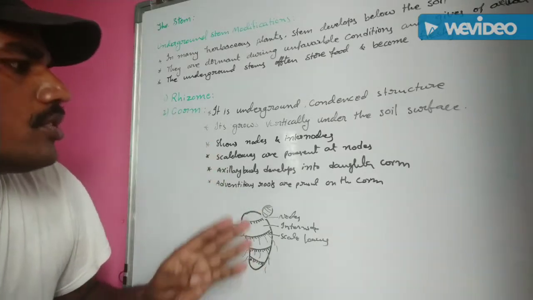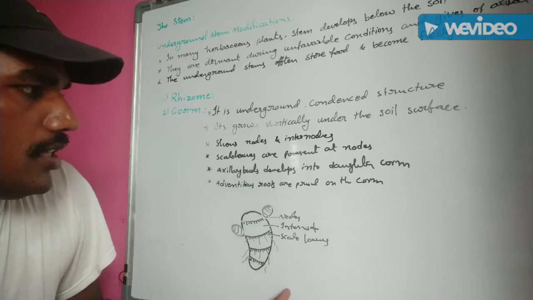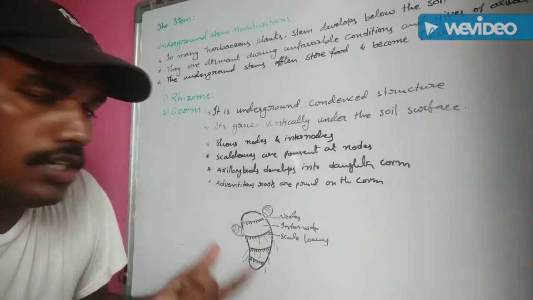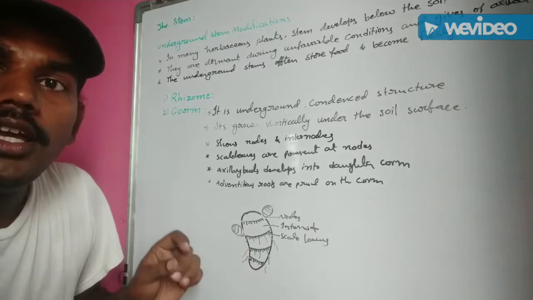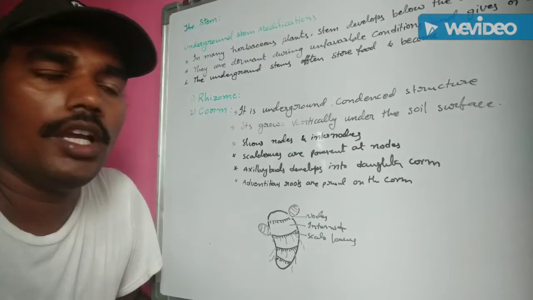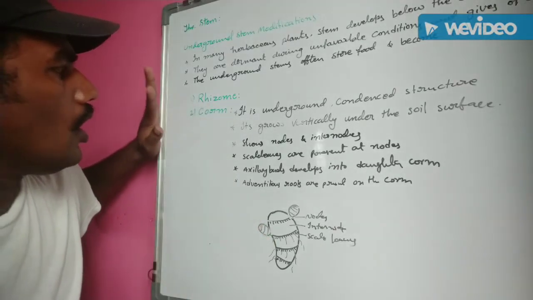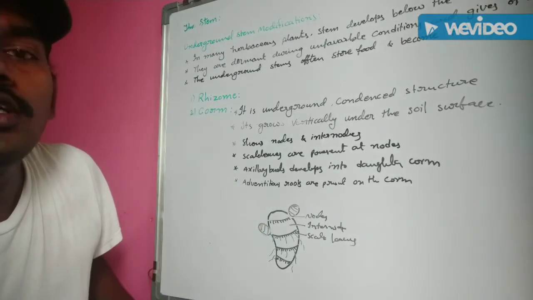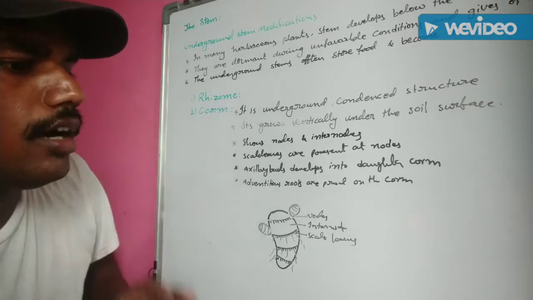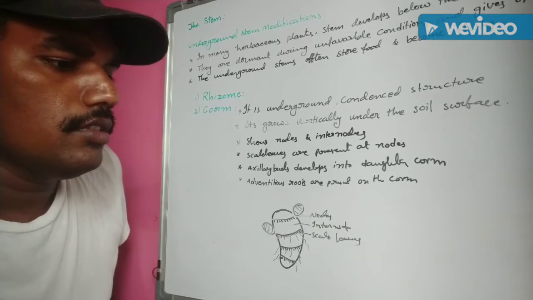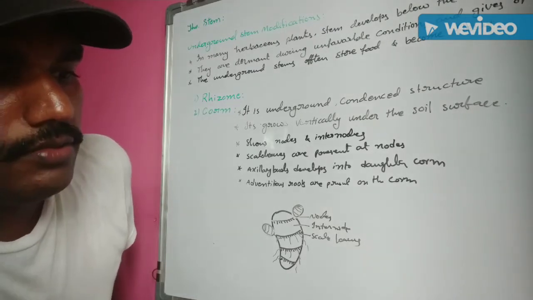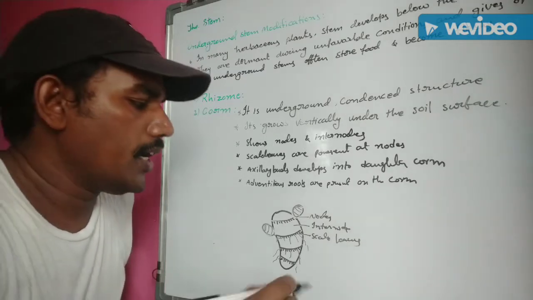Some adventitious roots are also present on the corm. These are helpful for the horizon. The stem is of a particular length in the soil or ground. Okay, this one is a corm. This one is a corm. The best examples are colocasia. You know already. Example: colocasia, alocasia, colocasia.